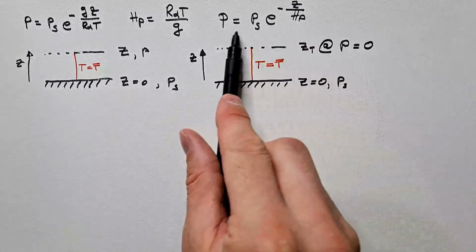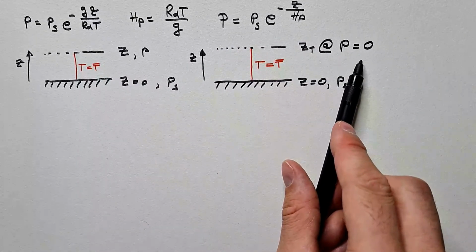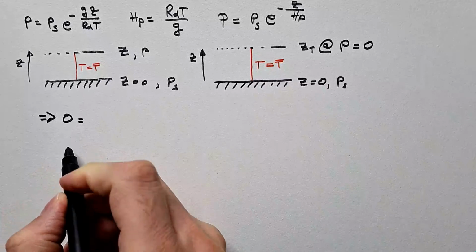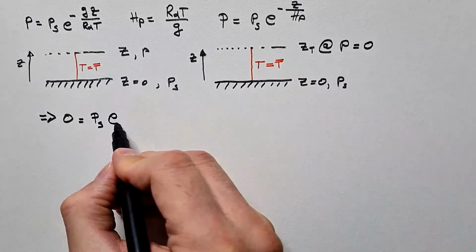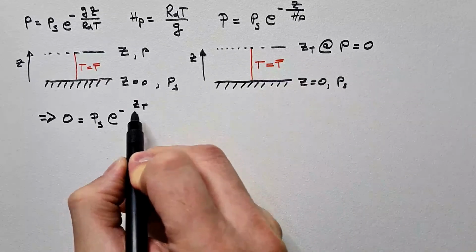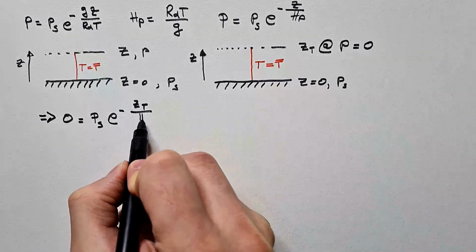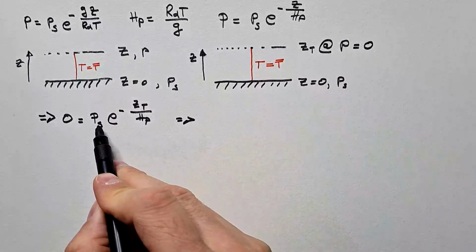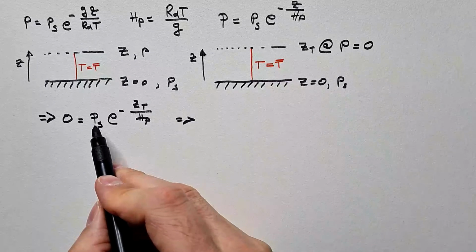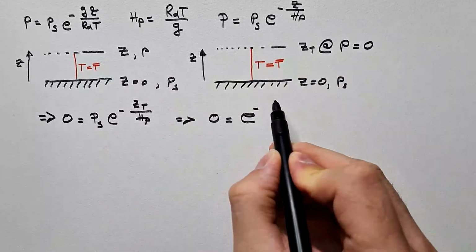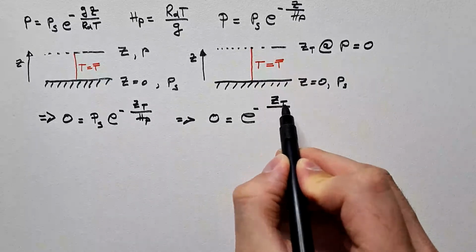Along this height temperature would be constant. Well, if we implement information from this graph into this equation, we will get that 0 is equal to Ps e to the negative zt over Hp. Or simply, if we divide by Ps, given that Ps is not 0, 0 is equal to e to the negative zt over Hp.